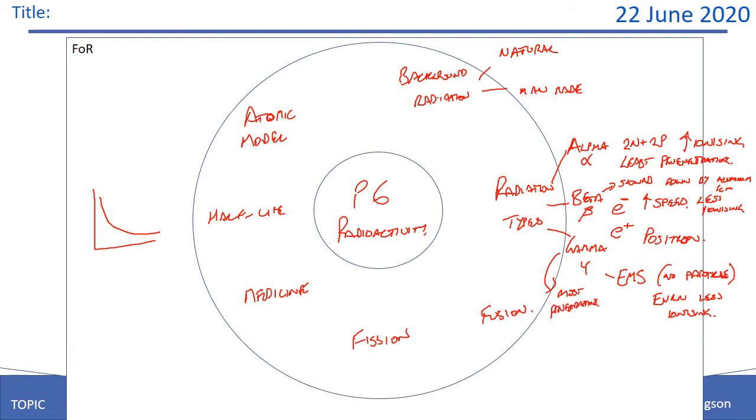And we talk about 2.5 centimeters of lead or 1 meter of concrete. Now that isn't actually going to stop all of the gamma rays. It's just going to get to a point where very, very few of them get through. Okay.